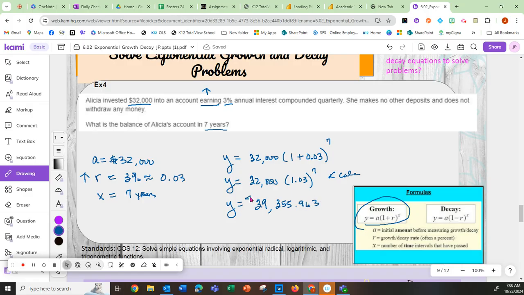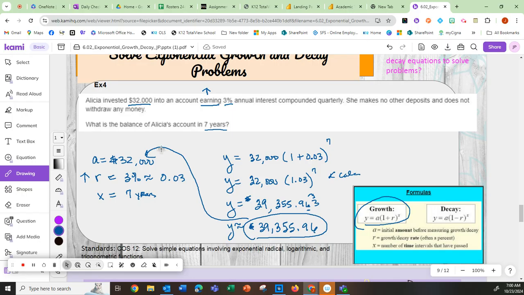Since this is money, then I know I have to round to the penny, which is the hundredths place. So I look over to the right to the next digit. 3 is not 5 or more. So I'm going to keep the 6. So my final answer is after 7 years, Alicia's going to have $39,355.96. And again, this should be more than what she started with because it was an increase problem.